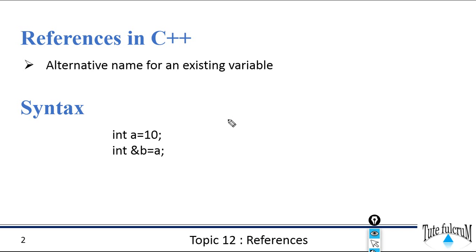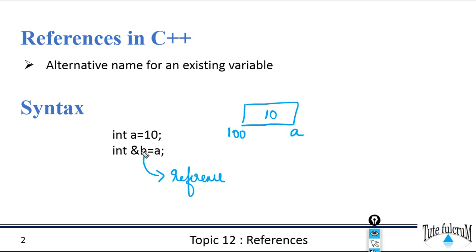Let's say we have an integer variable a. Let's say a is at location 100 and the content of a is 10. I'm going to create a reference variable to this a, meaning an alternative name or an alias to the variable a. So how do I create the same? For this, b is created as a reference variable. In the declaration, use the ampersand symbol to denote that b is a reference variable.